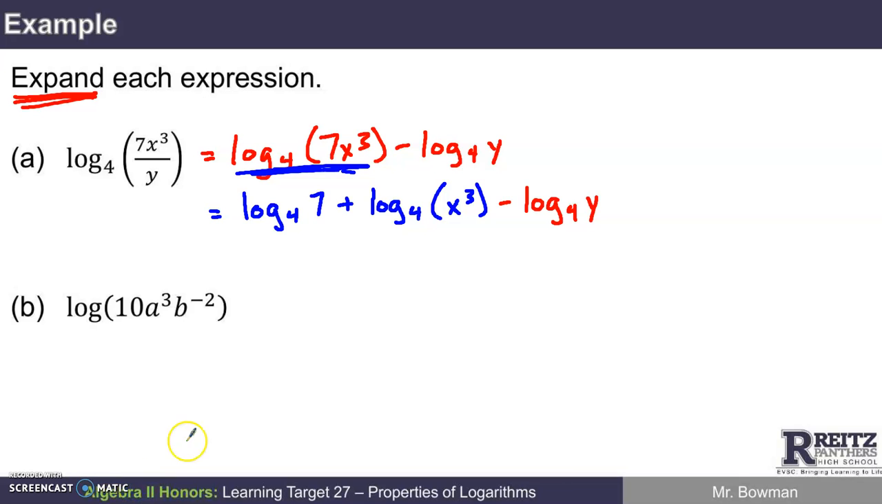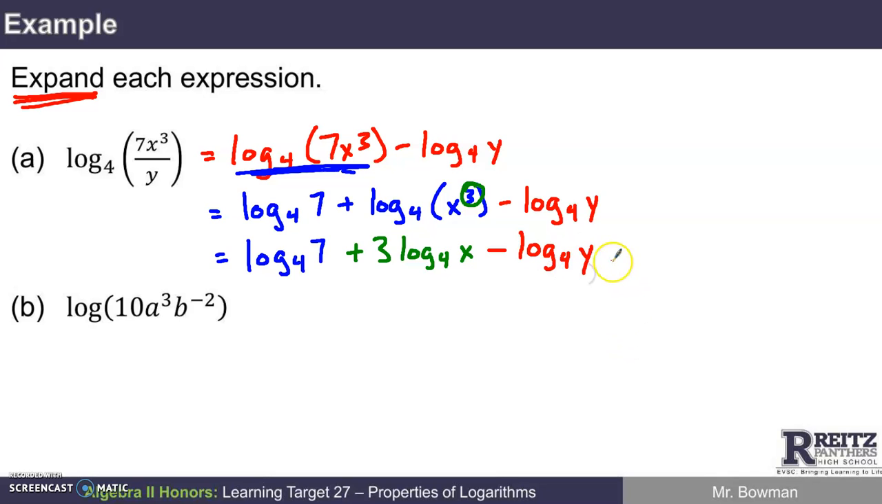And I think I see even one more thing that I can do, because I see that this log term here, log base 4 of x cubed, has a power, and I can use that power property of logs to rewrite that term as 3 times log base 4 of x. So the most expanded version of log base 4 of 7x cubed divided by y that I could write is log base 4 of 7 plus 3 log base 4 of x minus log base 4 of y. So that right there is your goal. Expand the expression.